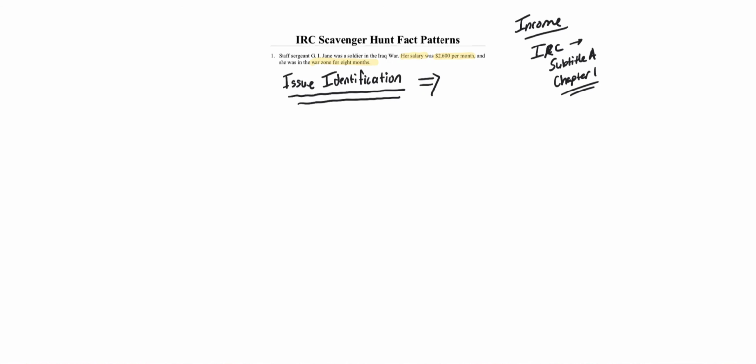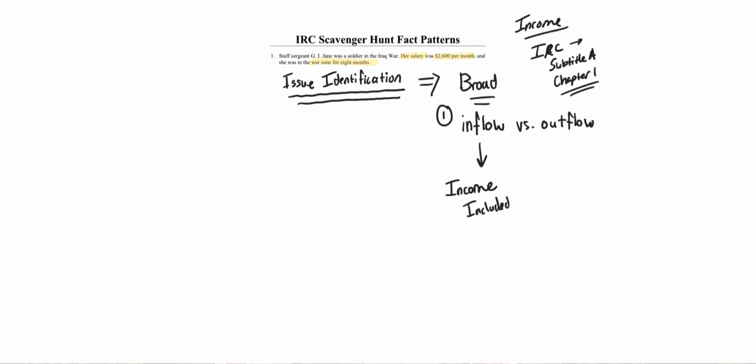With issue identification, you always want to start off as broad and as high level as possible. Think 10,000 feet. So what's going on here? Well, Staff Sergeant G.I. Jane is receiving an inflow. Always identify: is this an inflow versus an outflow? That's always the first question you ask. Why is that important? Because if it's an inflow, then generally speaking, the issue is going to be whether the income is included or excluded.